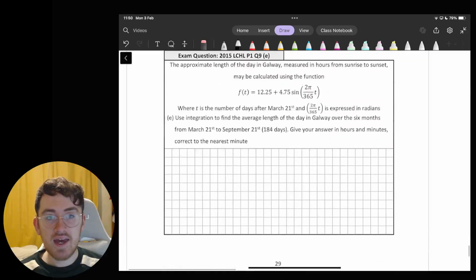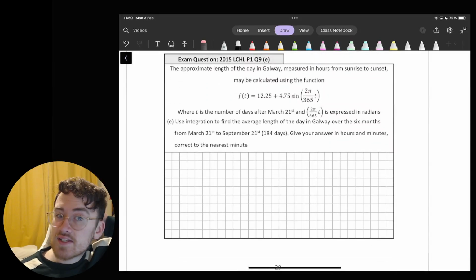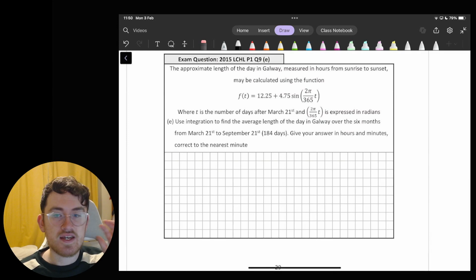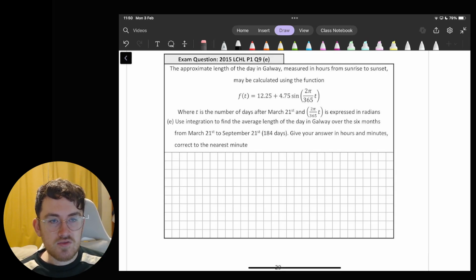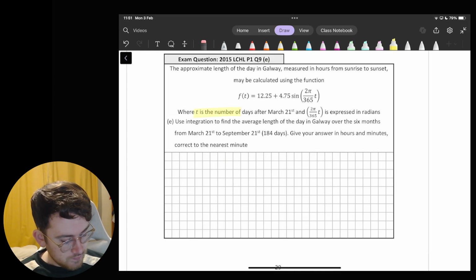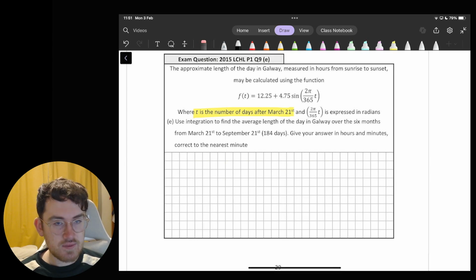Okay, last little question here, a good example of what I was saying about how this could come at the end of a question. We have a trig question here, question 9, a long question with a trig function. The approximate length of the day in Galway, measured in hours from sunrise to sunset, may be calculated using this function, where t is the number of days after March 21st. And 2 pi over 365 t is expressed in radians.